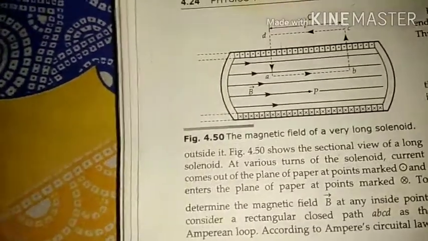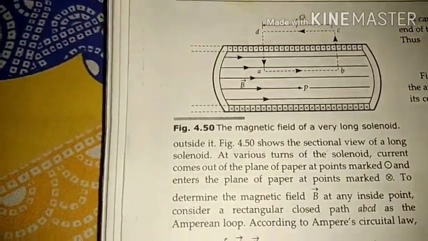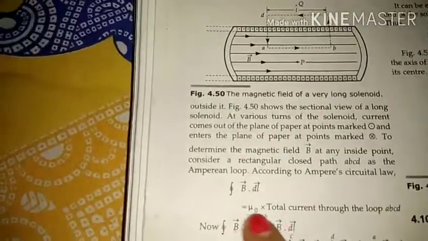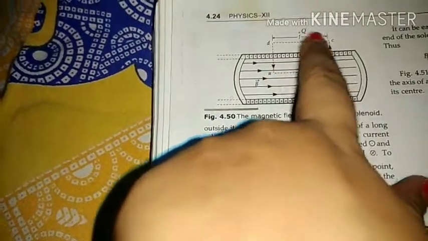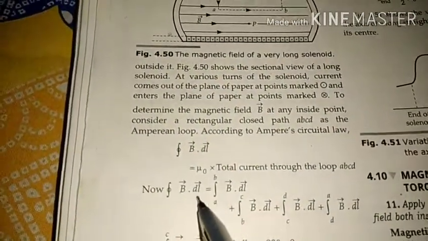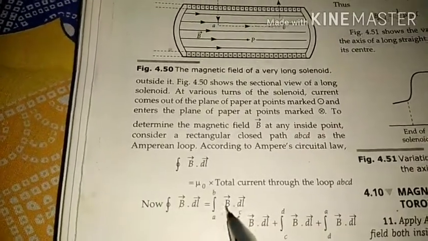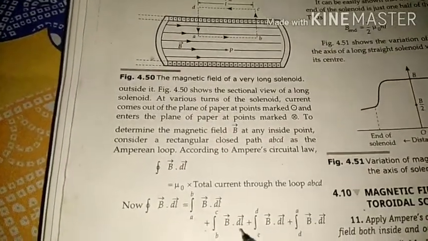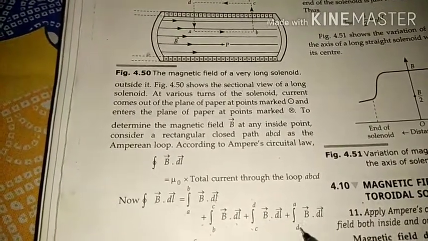According to Ampere's circuital law, what can we write? The closed integral of B dot dl equals mu 0 into I, where I means the total current through this loop ABCD. How much current passes through this loop, that will be the I. Now this can be written as four paths: A to B, B to C, C to D, and D to A. So the closed integral of B dot dl equals the integral from A to B of B dot dl plus B to C of B dot dl plus C to D of B dot dl plus D to A of B dot dl.